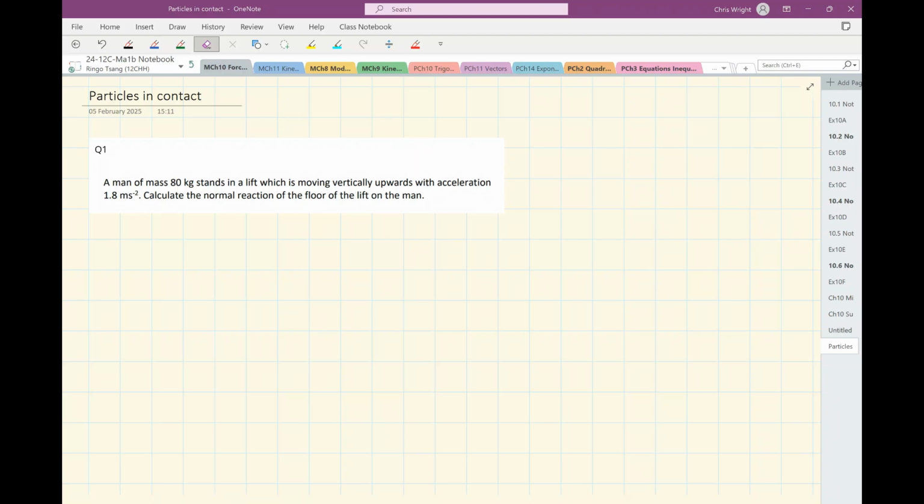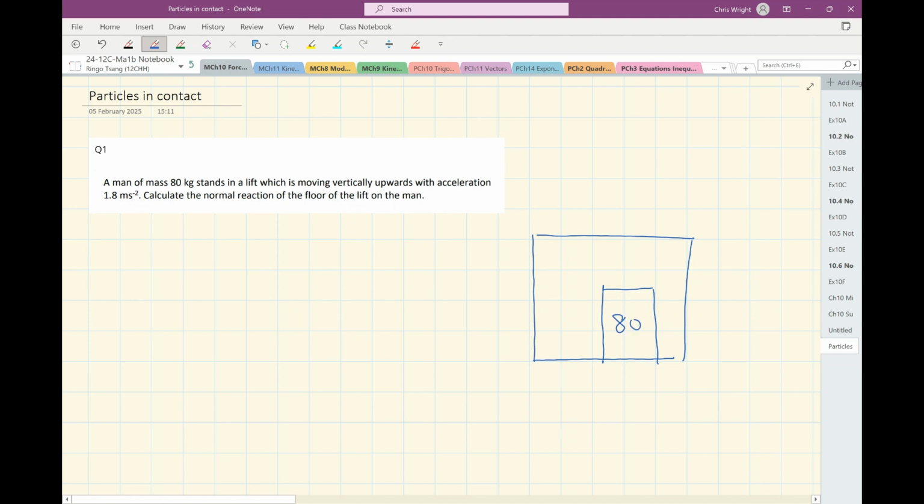Question 1. So we've got a man standing in a lift. Here's the lift. Here's the man. The man has a mass of 80 kilograms. The lift is moving upwards with an acceleration of 1.8. So we've got to calculate the normal reaction of the floor of the lift on the man.